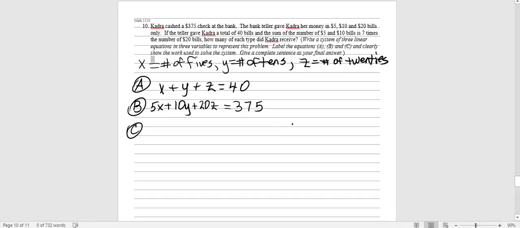And then we're told that the number of $5 and $10 bills, so if we add those numbers together, that is 7 times the number of $20 bills. So is translates into equals. 7 times the number of $20 bills is 7z. And if I subtract 7z from both sides of that equation, I get x plus y minus 7z equals 0.